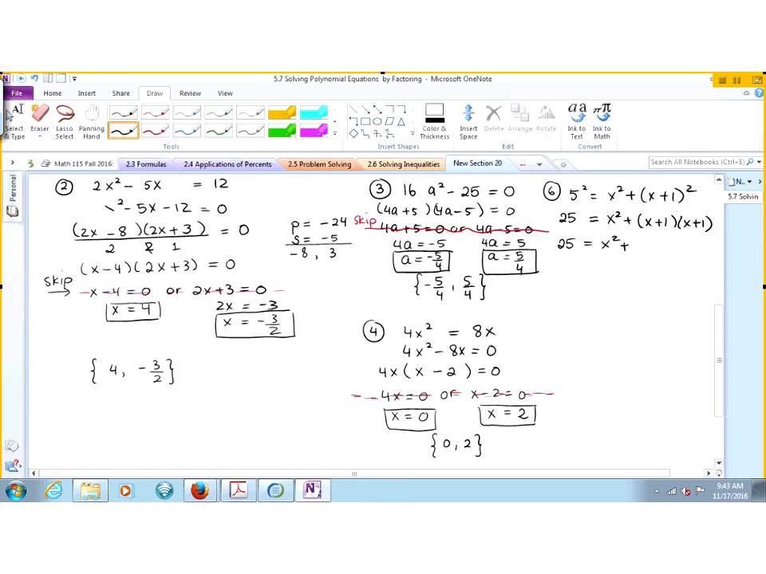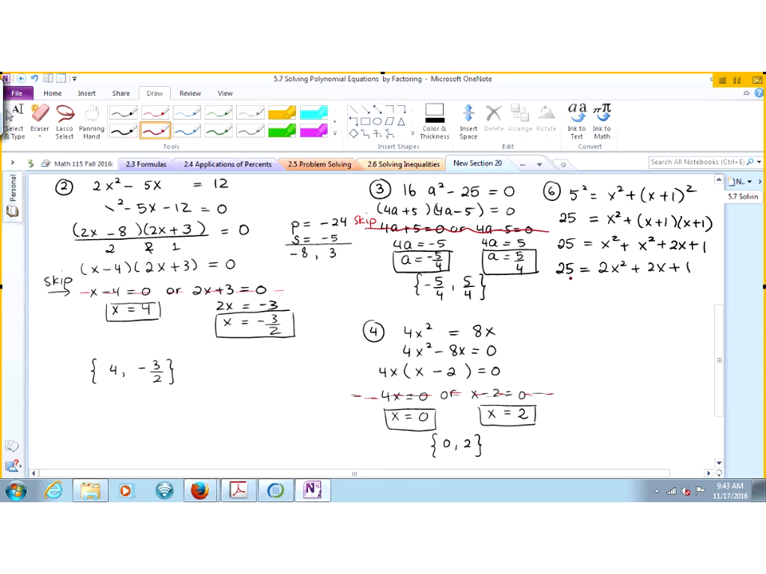So 25 is equal to x squared plus, what is this? Can we FOIL it? Okay, what is this? X squared plus 1x, 1x. So what is 1x plus 1x? 2x, plus 1. So 1x plus 1x is 2x. So what would this be? x squared plus 2x plus 1. Okay. Then what?